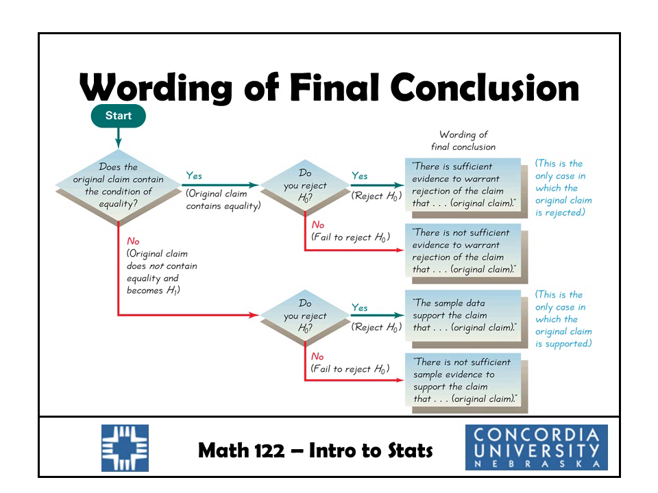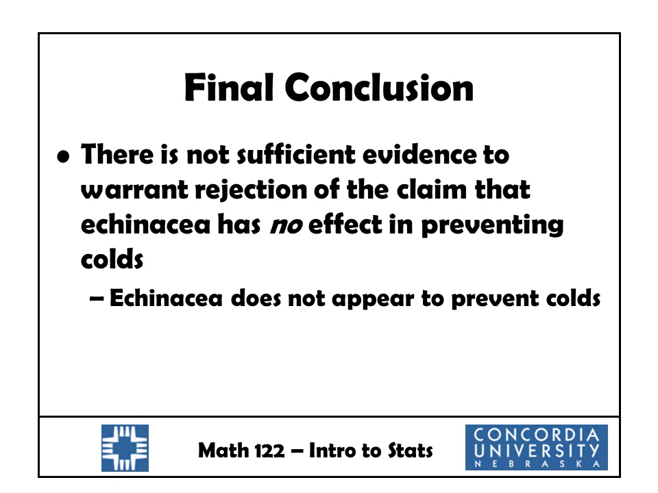So we word the final conclusion the same way. The original claim did contain equality because it's P1 equals P2, so we go to the right. Do we reject it? The answer is no. So there is not sufficient evidence to warrant rejection of the claim that echinacea has no effect in preventing colds. Now this conclusion is a little complicated because we got kind of a double negative. So we do not reject the claim that it has no effect. So what this means in even less technical terms is that echinacea does not appear to prevent colds.